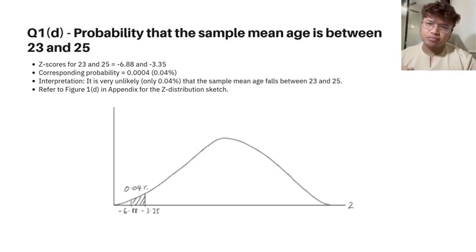This very small percentage tells us that it is highly unlikely or almost impossible for the sample mean to be between 23 and 25. In the Z distribution sketch below, you can see this visually. The shaded area on the far left of the curve represents this tiny probability. This emphasizes how rare such a sample mean would be under normal conditions.